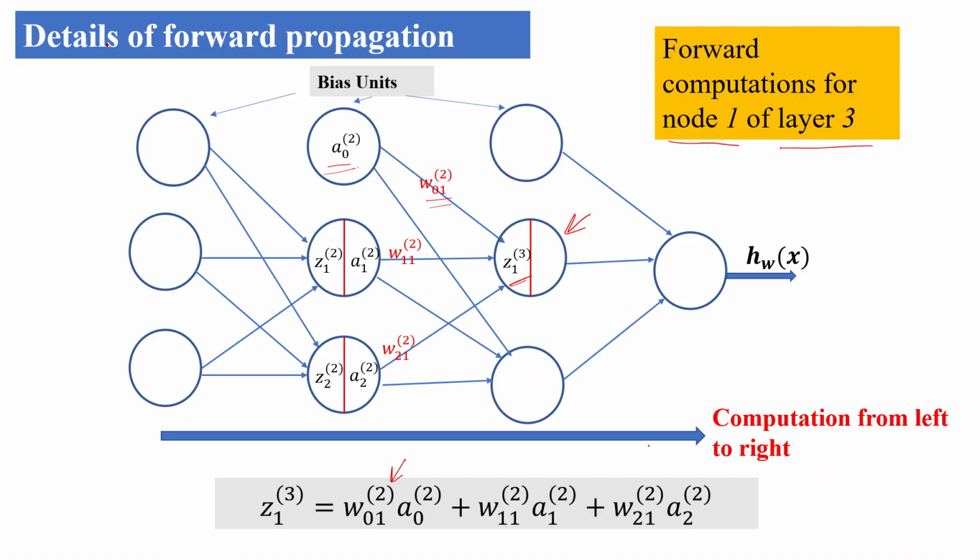So this is the first component, W_01 superscript 2 and a_0 superscript 2. Then the next one comes from here, a_1^2 through W_11^2, this one, and the last is a_2^2 through W_21, which is this. So the input to this node is computed from the outputs of the previous 3 nodes and through the connecting weights. So this is how we get the Z_1^3 of node 1 layer 3.